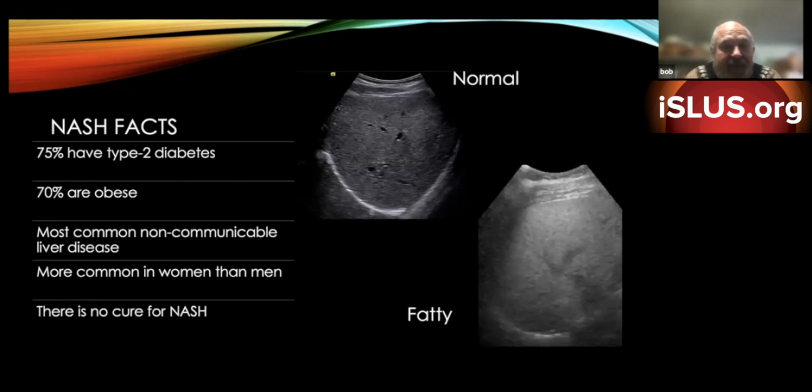75% of people with NASH have type 2 diabetes, and 70% are obese. It is the most common non-communicable liver disease at the moment. Interestingly, it's more common in women than men. And there is currently no cure for NASH.